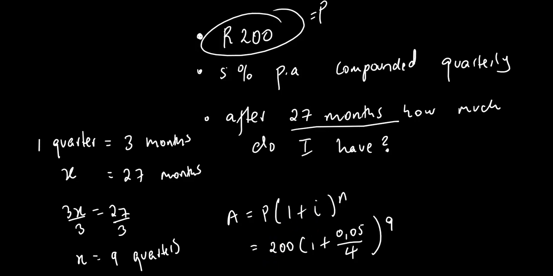So for the answer, you go to your calculator. You say 200 into 1 plus 0.05 over 4, to the power of 9. The answer that you get is 223.66.